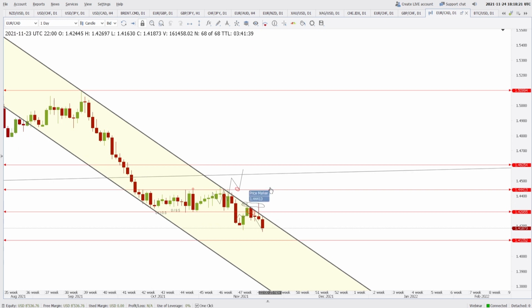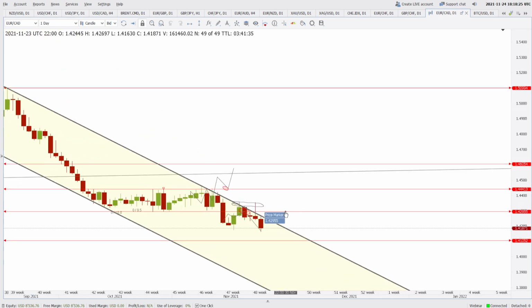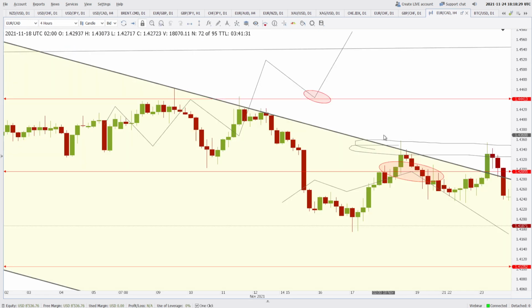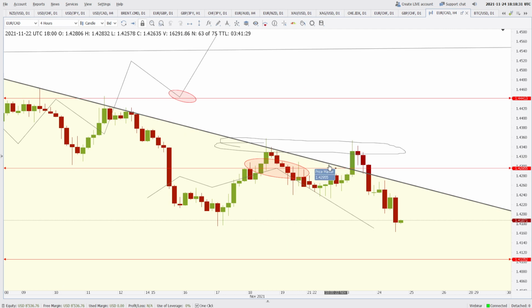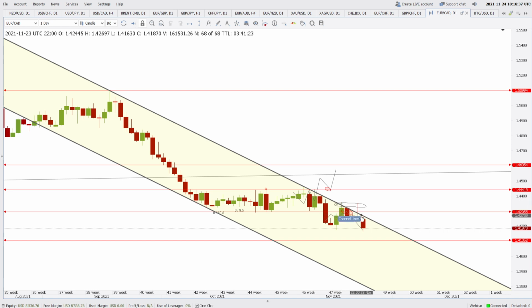EURUSD is moving in a falling channel. Yesterday there was a fake out on the 4-hour. You can check. On the fake out the price went higher, but when there is a fake out, the price tends to move in the opposite direction in a fierce manner, so now you can expect 1.4105 in this market. And on the higher side we now have resistance at 1.4295 in the EURUSD.